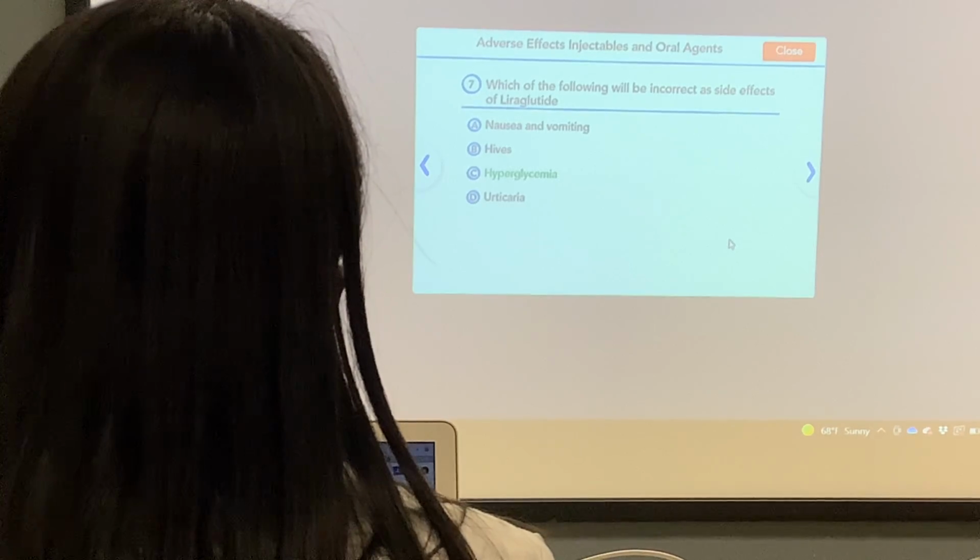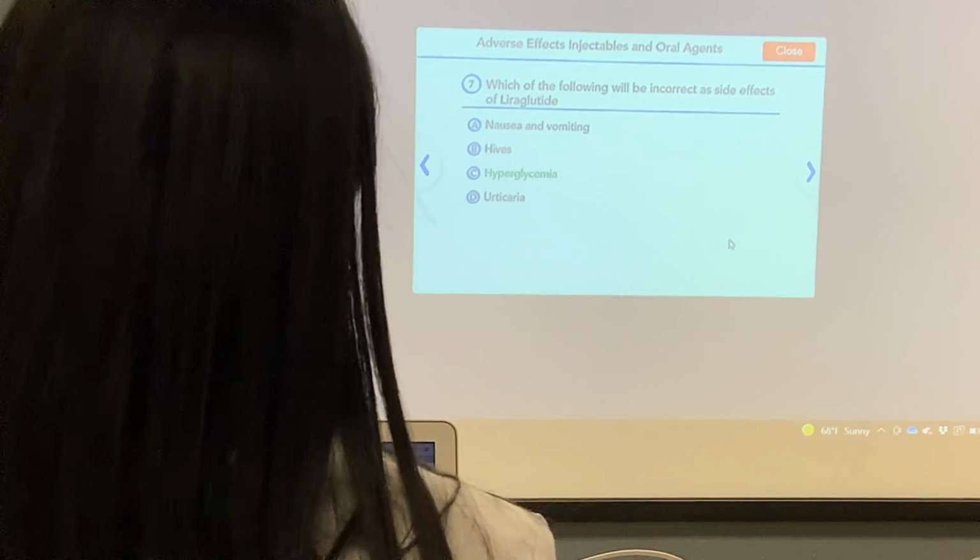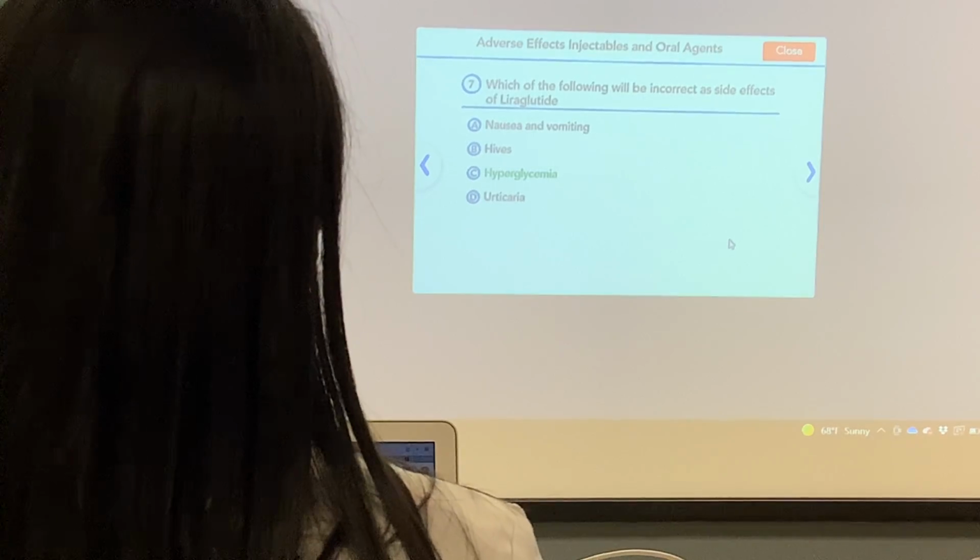Which of the following will be incorrect as a side effect of liraglutide? And the answer is going to be hyperglycemia.